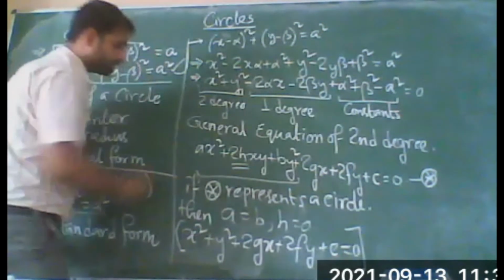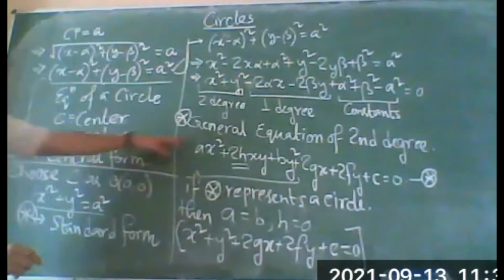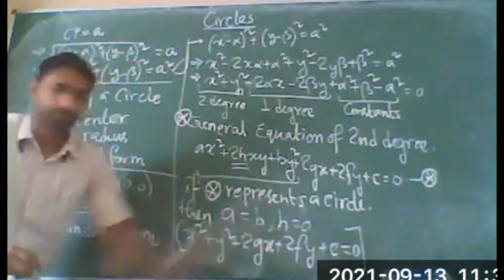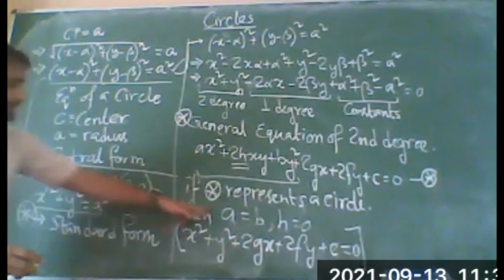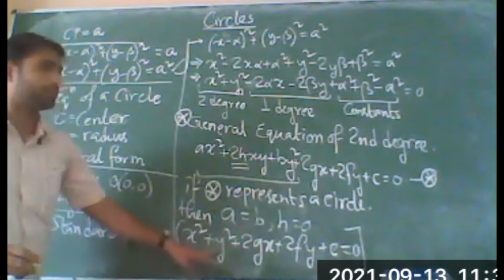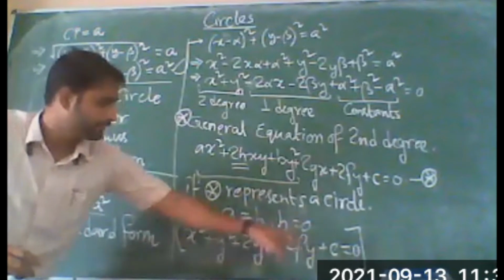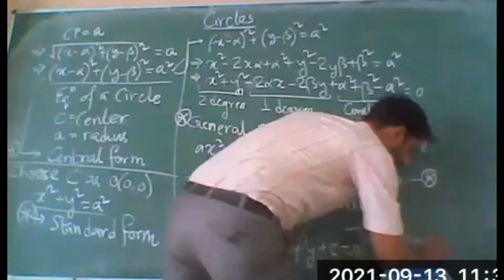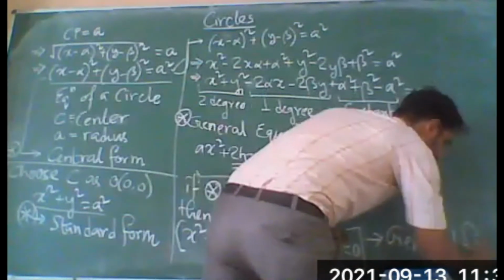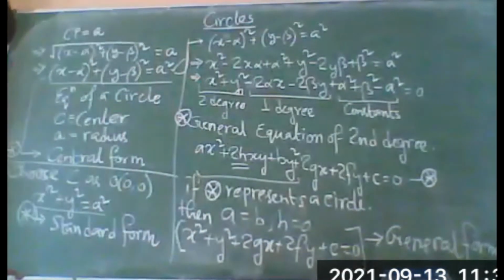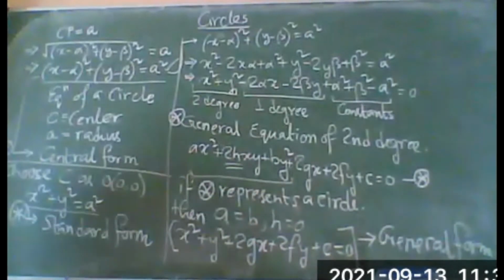So this condition is very much important, that a general equation of second degree represents a circle if a is equal to b and h is equal to 0. And if this condition is imposed, what we are getting? We are getting the equation of the circle as x square plus y square plus 2gx plus 2fy plus c equal to 0. This is called the general form of a circle. Is it okay?